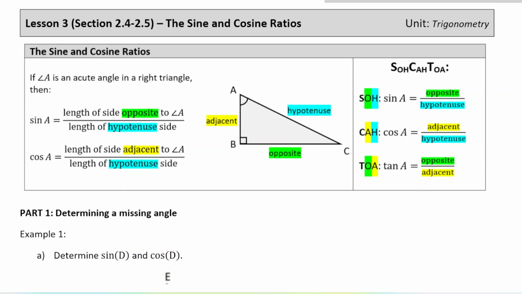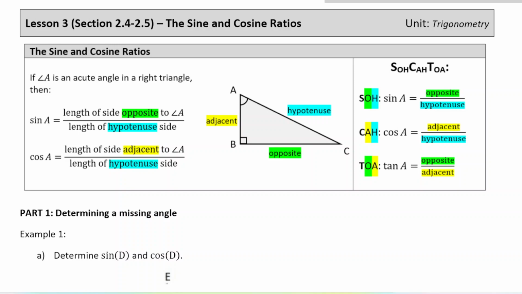Okay, this is going to be a little bit of a double lesson here. So we are covering the sine and cosine ratios today. In the past two videos, if you want to go back and watch those, we did the tangent ratio and we used it to find missing side lengths and missing angles. Today we're going to be using two new ratios, and they kind of work the same way.